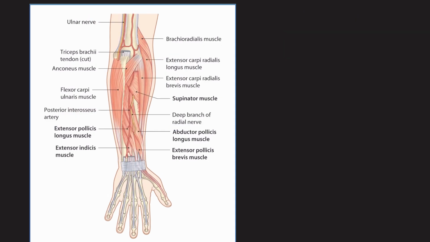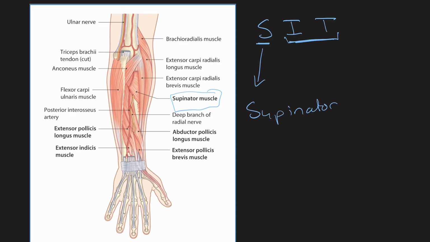And now we're onto the deep layer of the posterior forearm. The mnemonic is SIT. Once again, the first letter is the starting letter of the muscle, and the last two are the endings. The S stands for supinator, which is found here. The I stands for indicis. Because once again it's the posterior aspect of the forearm, this is going to be the extensor indicis muscle, which is found here.